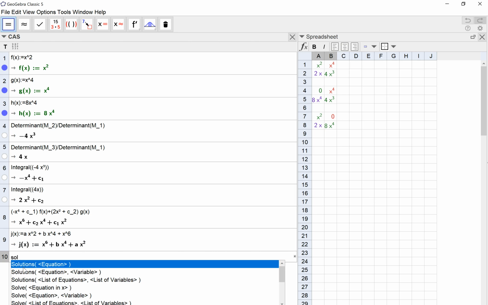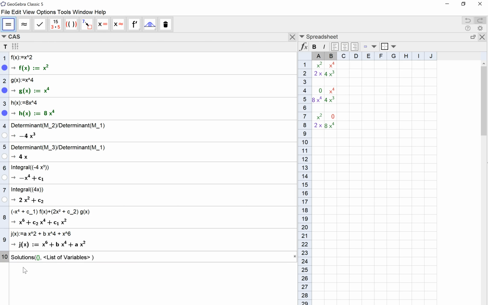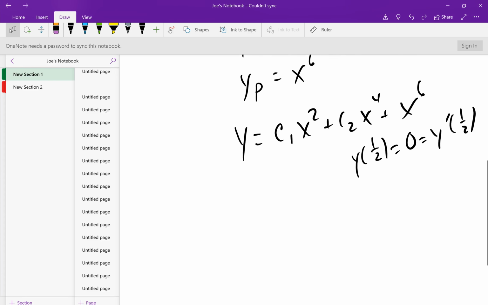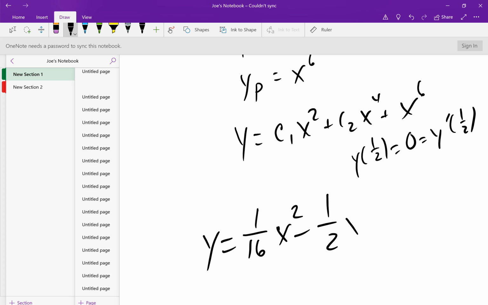So now we want to solve the system. We want j of 1/2 equal to 0 and j prime of 1/2 equal to 0, and the variables we're interested in are a and b. We get 1/16 for a and negative 1/2 for b. So going back to write this down, our y is equal to 1/16 x squared minus 1/2 x to the fourth plus x to the sixth. That's our solution for y.